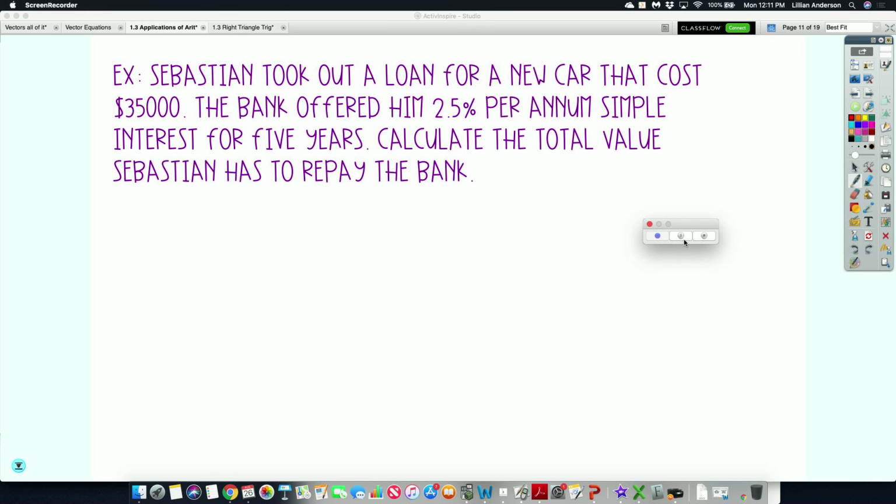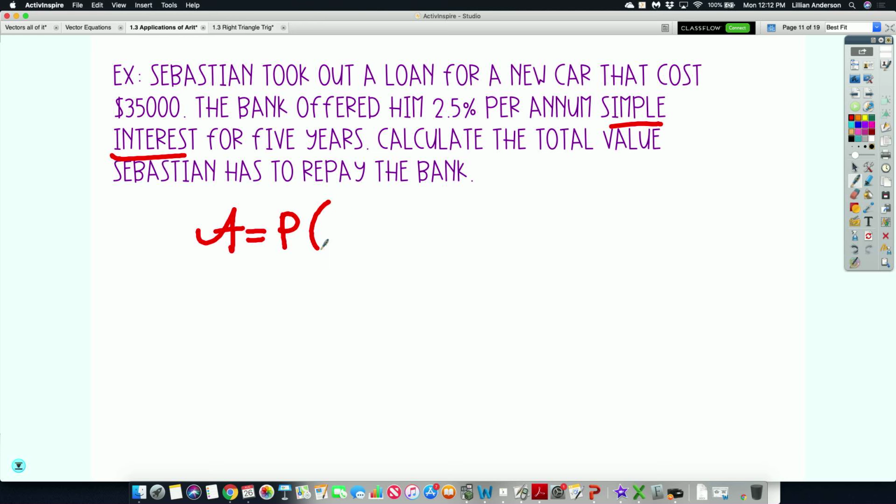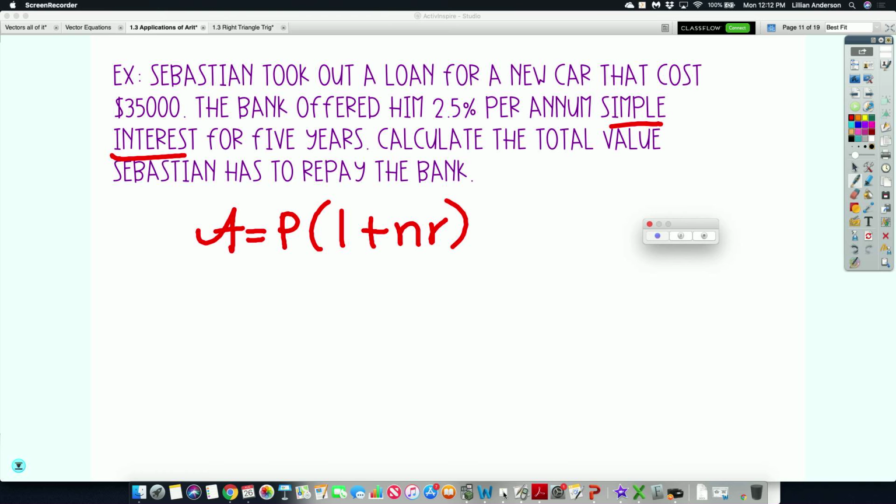Okay? So, simple interest. Those are key words right there, because then you'll know what formula you need to use. So since it's simple interest, that's A equals P(1 plus NR), and in this case, N represents what? Time in years. Okay? How many years are we dealing with here? 5 years. What's my rate?